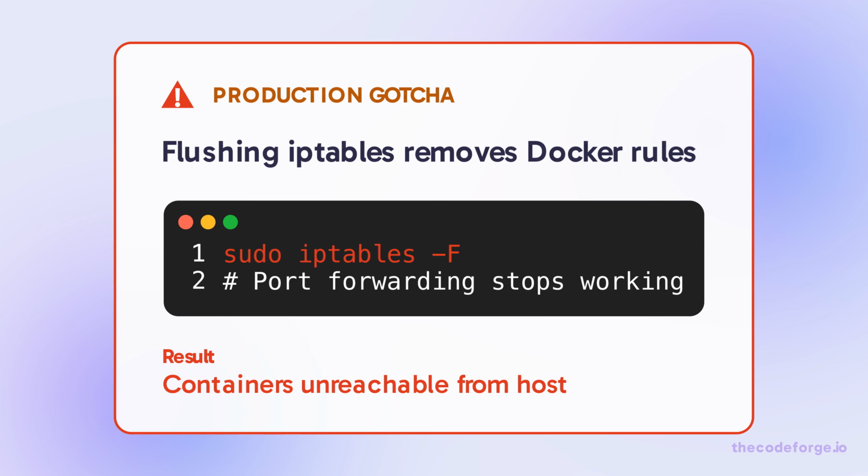If you flush iptables while containers are running, Docker's DNAT rules for port publishing are removed. Containers become unreachable from the host. Restart Docker to recreate the rules, or avoid flushing iptables on Docker hosts.